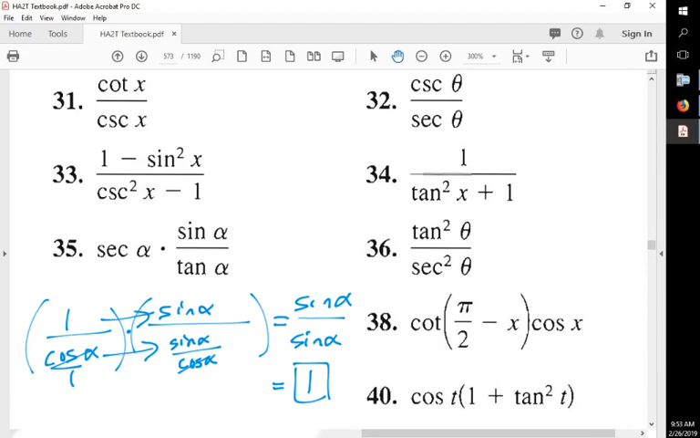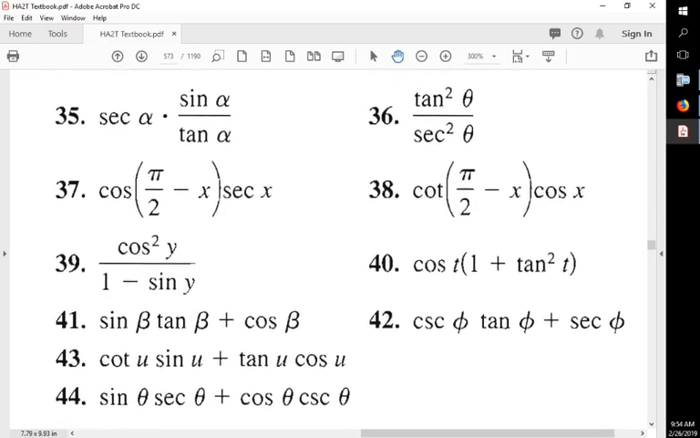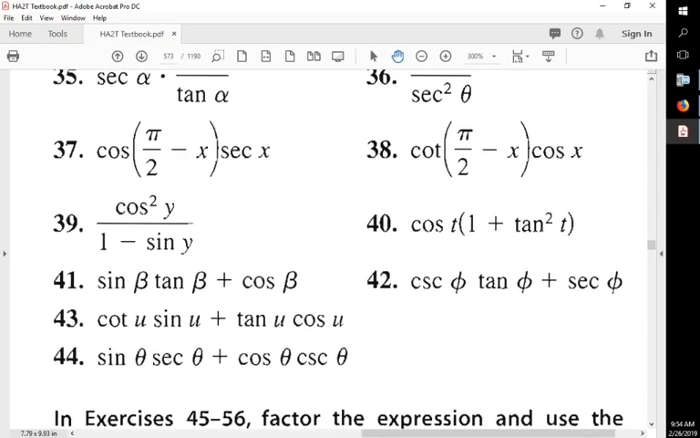Now, is that the only way to do it? I can think of 3 other ways to do this problem. So there are lots of pathways. You just have to make sure you don't break any trig rules or any trig laws. Don't break the rules. All right, so what kind of identity would this one be related to?